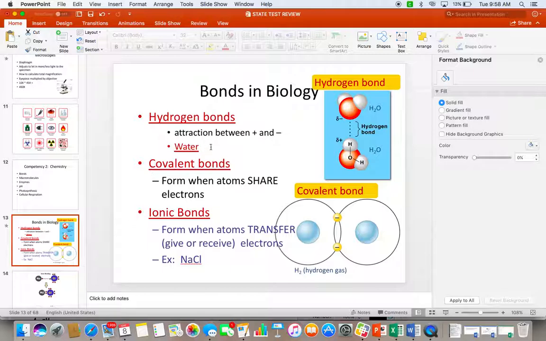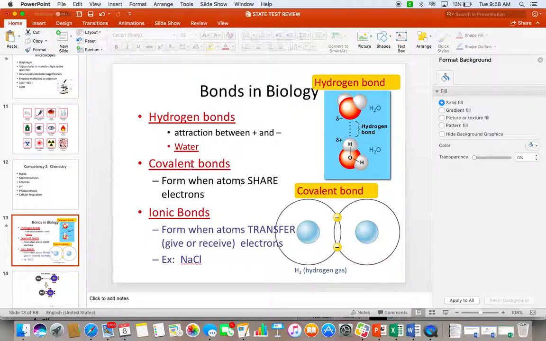The first one is the hydrogen bond, and that's going to be found right here between different molecules of water. It is also found in DNA when we look at how adenine bonds to thymine. So remember our A and T go together and our C and G go together. Well, the bond that holds A to T together, it's a hydrogen bond as well. But most often we get asked about the hydrogen bond here.